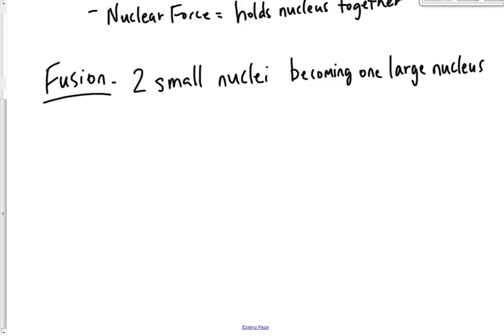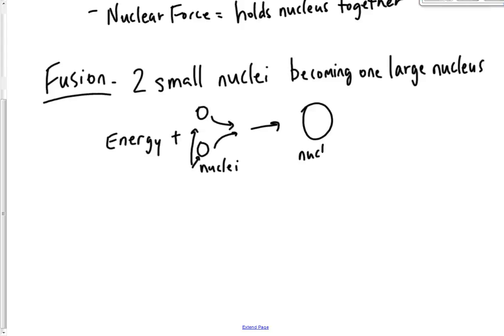And what you're going to do is you're going to have a little bit of energy. You're going to take that energy and put it into two small nuclei, and label that nuclei. And what you end up with is one large nucleus plus a large amount of energy.